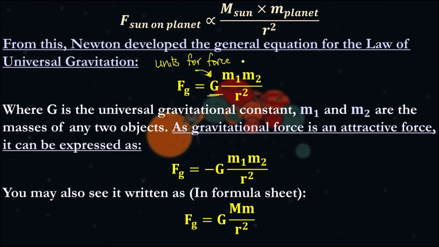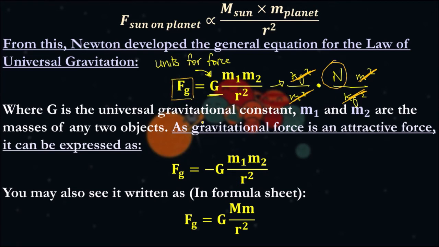So if we have a look, this is the original scenario we have. G, according to Newton, had the units of N times meters squared over kg squared. So if we look at that, I'll do a different color so it makes it easier. The kg squared cancels out the kg squared, the m squared cancels out the m squared, and so we're left with N. So that's how we actually end up getting the correct units for force. Otherwise, it wouldn't work.